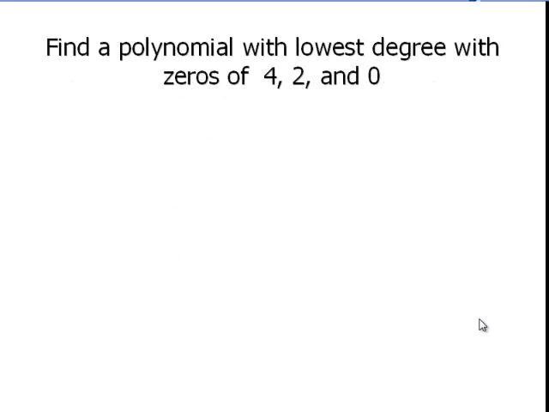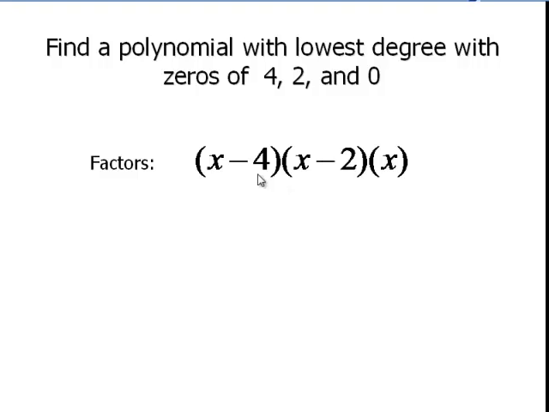Now we can reverse this process and find the polynomial if I give you the answers. If the zeros are 4, 2, and 0, we can turn that into factors: x minus 4, x minus 2, and x minus 0, or just x. So if I give you zeros, and if they give you multiplicity, it just means we'll multiply them several times. So it's x minus 4, x minus 2, and x.